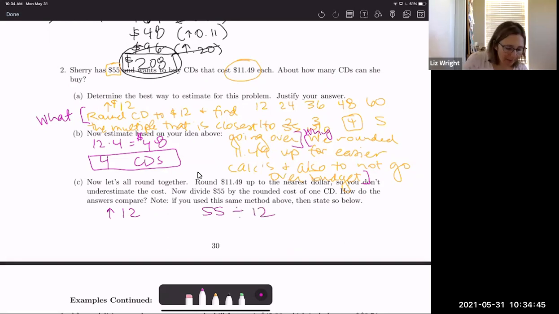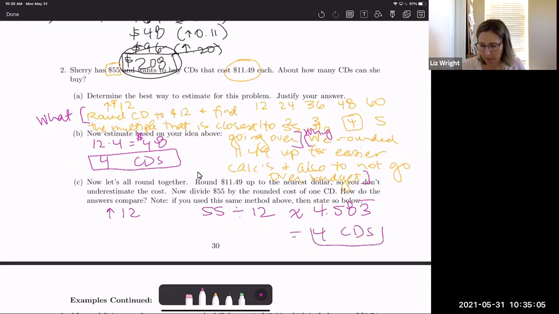And so if we take 55 and we divide it by 12, we're going to get 4.583 repeating. And so again, what that means, we can't buy a partial CD. So that means 4 CDs is going to be our answer. And again, by the way, if you happen to use the same method as above, you can just state that. You can just say, I use the same method as above. You don't have to rewrite it.